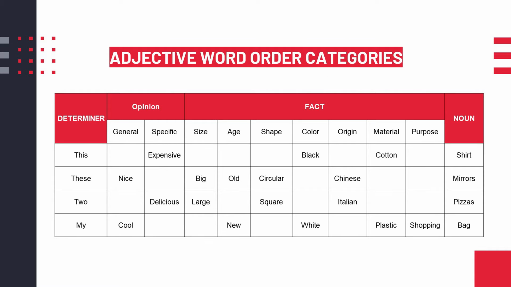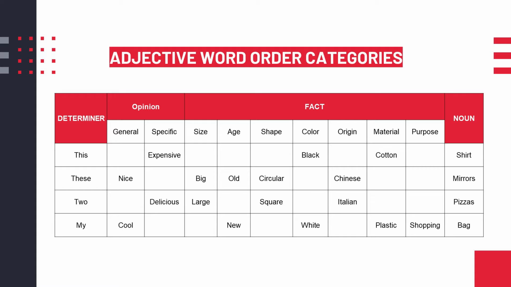This allows us to make sentences like the expensive black cotton shirt, or these nice, big, old, circular Chinese mirrors, or two delicious, large, square Italian pizzas, or my cool, new, white, plastic shopping bag. All of these examples are using one adjective from one category. When we do this, we don't need to say and.